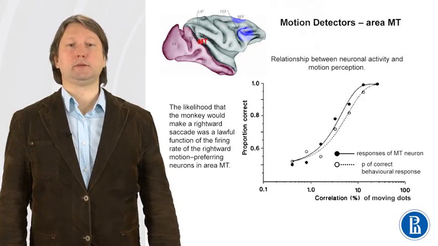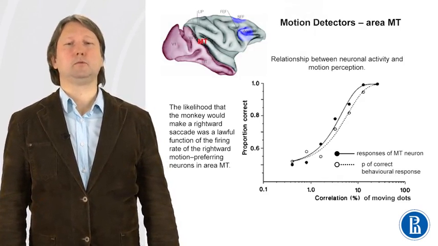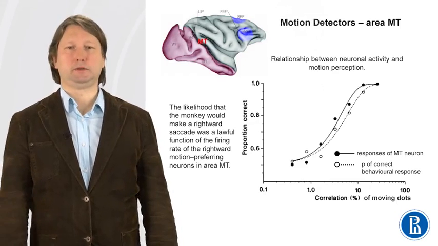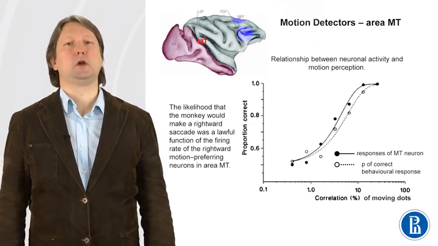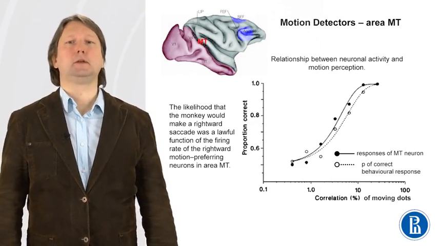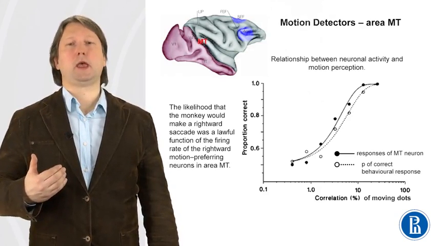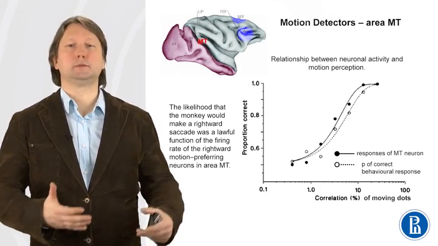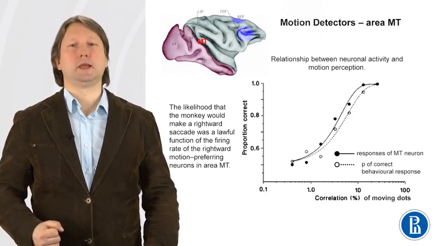Actually, in this graph, you can also see the performance of the task. White dots represent the proportion of the correct responses. So you see a perfect overlay, a perfect match of the behavior of the monkey and of the neuronal activity. So here, neurons in the area MT are perfect motion detectors. The more motion in a specific direction is present on the screen, the more these neurons are active.